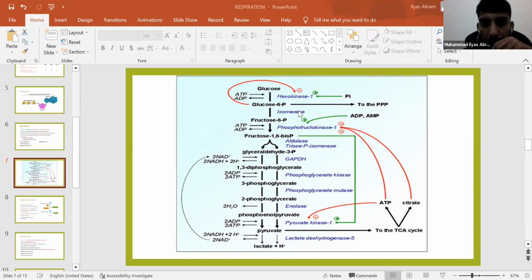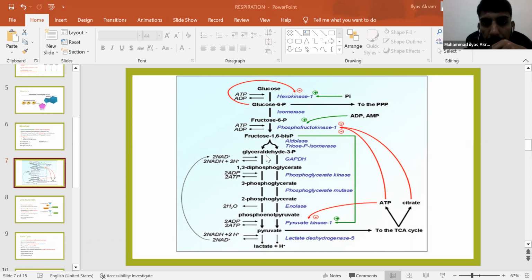Another enzyme, isomerase, acts on the glucose 6-phosphate and forms an isomer of the glucose 6-phosphate, fructose 6-phosphate. This glucose 6-phosphate and fructose 6-phosphate are both isomers of each other. Next, another enzyme, phosphofructokinase, acts on the fructose 6-phosphate and adds another molecule of phosphate into the fructose 6-phosphate and forms fructose 1,6-bisphosphate. Now, this fructose 1,6-bisphosphate molecule breaks down into two products.